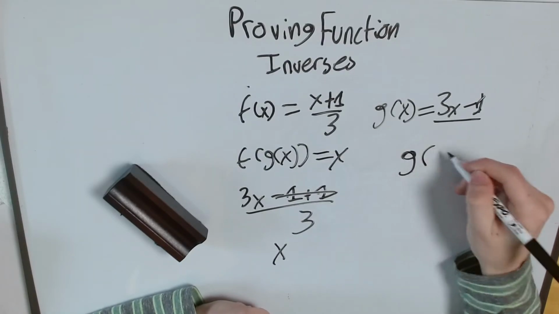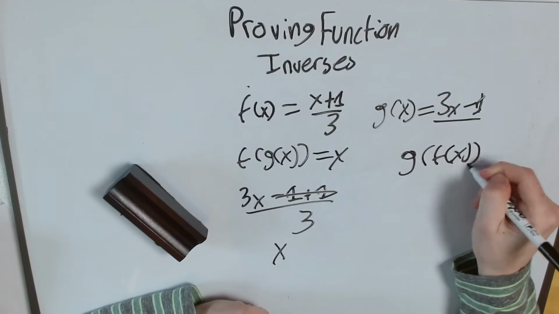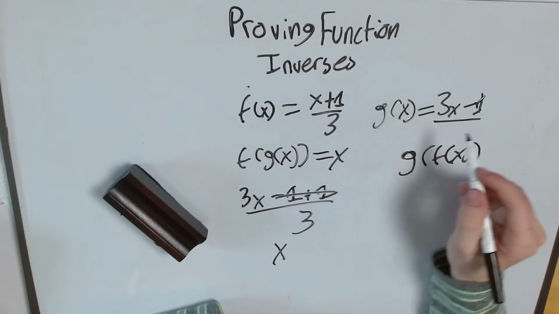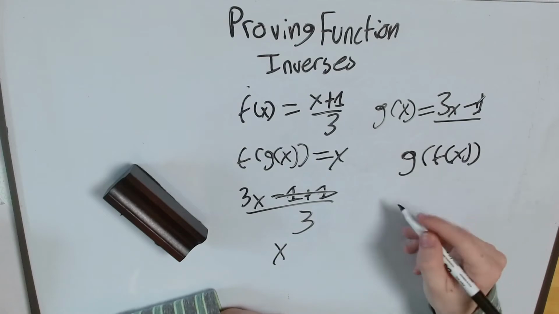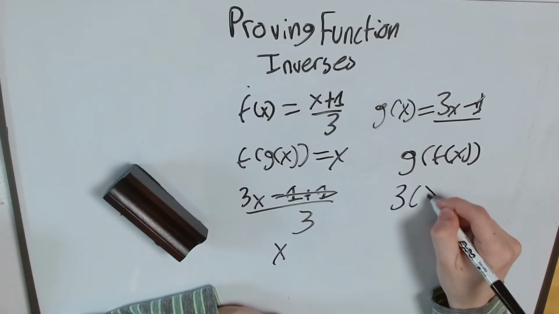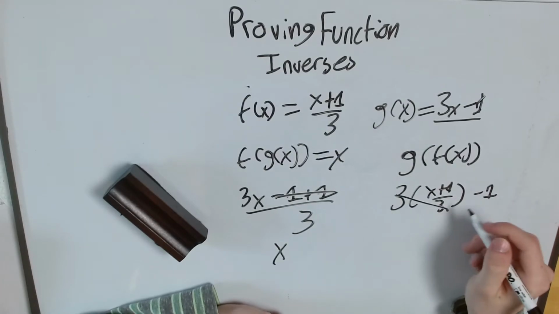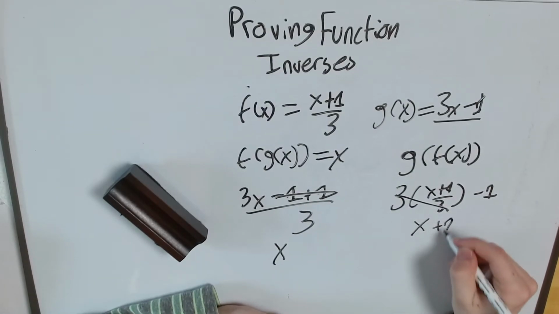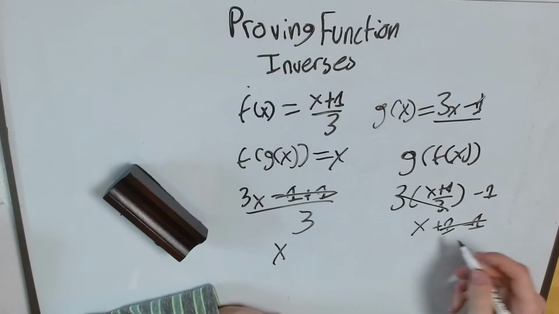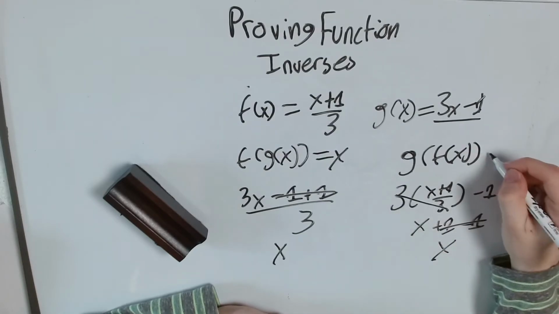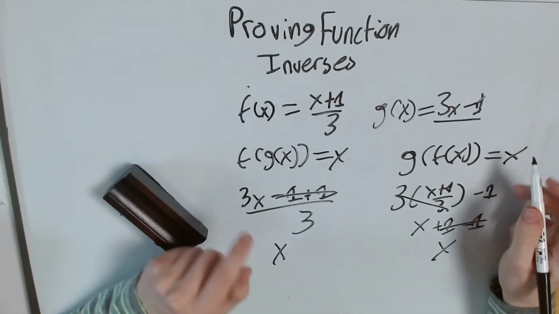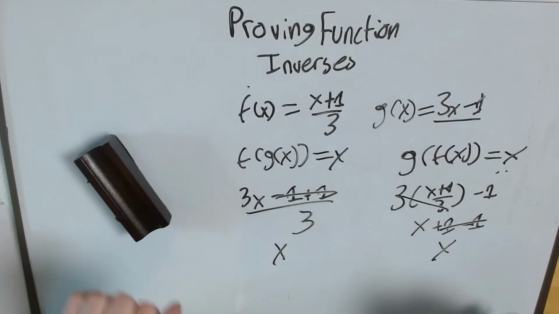Now for g of f of x. We're going to take g of x and plug in this entire thing into here. So 3 times x plus 1 divided by 3, minus 1. Those 3's cancel out. We're left with x plus 1 minus 1. That cancels out. We're left with x. So g of f of x also equals x. These both equal x. We have an inverse. We know that for a fact. We can prove it just then and there.